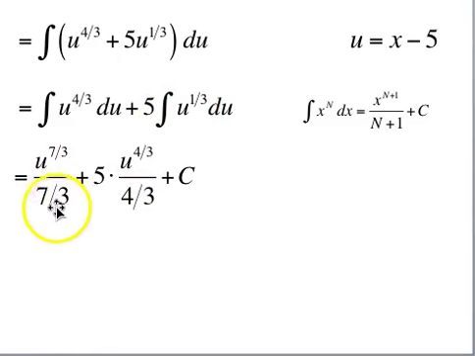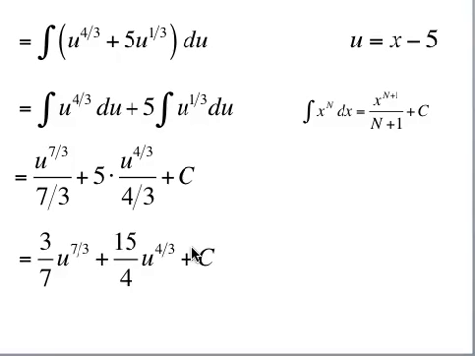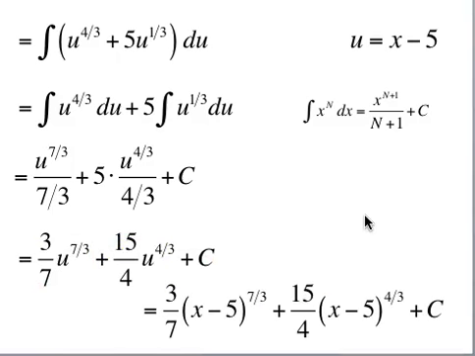Dividing by 7/3 is the same as multiplying by 3/7. Dividing by 4/3, multiplying by 3/4. 5 times 3/4, 15/4. So there's our 3/7, u to the 7/3, plus 15/4, u to the 4/3. What is u? x minus 5. Replace u with x minus 5, and I would argue that is good enough. So we'll take a final answer of 3/7 times x minus 5 to the 7/3 plus 15/4 times x minus 5 to the 4/3 plus c. And that will conclude this lesson.